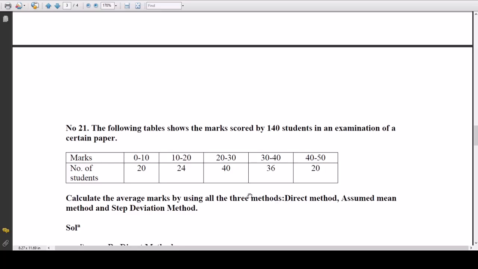The marks from 0 to 10, the number of students who scored is 20. From 10 to 20 is 24, 20 to 30 is 40, 30 to 40 is 36, 40 to 50 is 20. We have to find out the average mark using all the three methods, that is the direct method, the assumed mean method and the step deviation method.